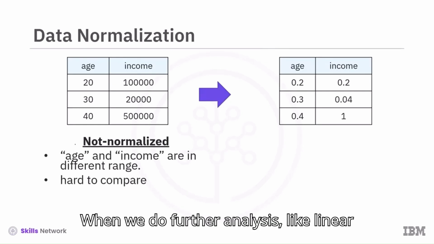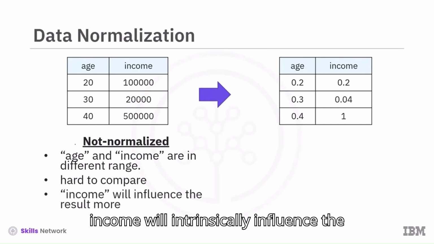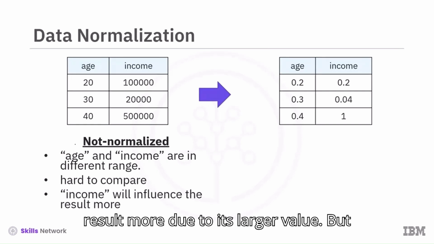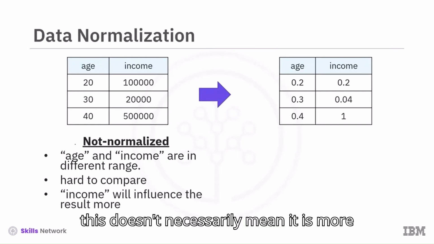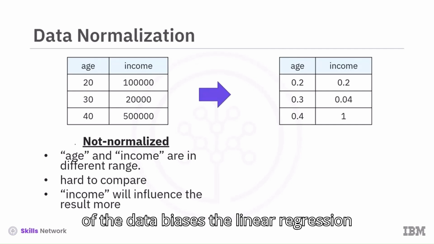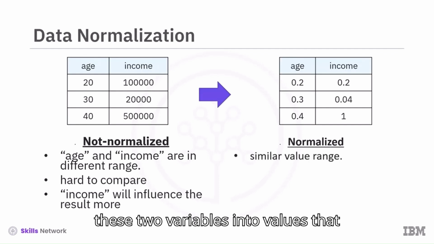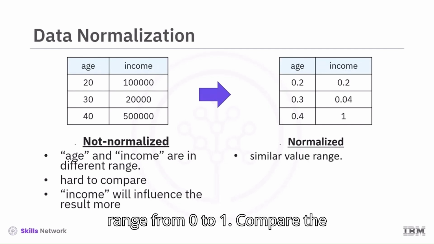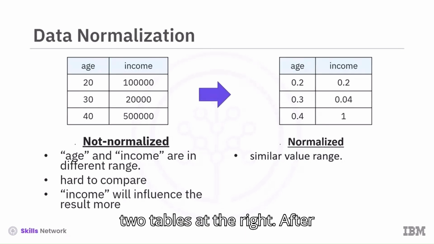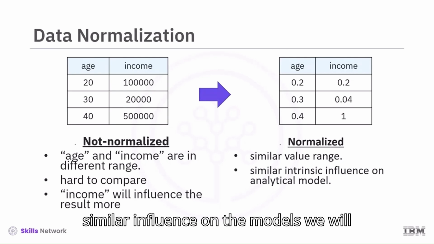When we do further analysis, like linear regression for example, the attribute income will intrinsically influence the result more, due to its larger value. But this doesn't necessarily mean it is more important as a predictor. So, the nature of the data biases the linear regression model to weigh income more heavily than age. To avoid this, we can normalize these two variables into values that range from 0 to 1. Compare the two tables at the right. After normalization, both variables now have a similar influence on the models we will build later.